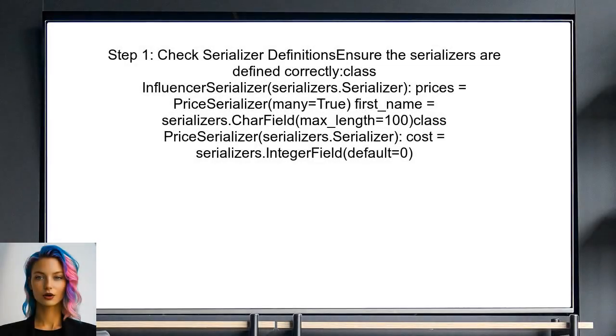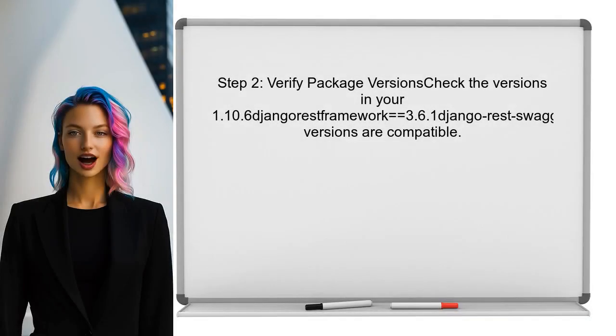To resolve the issue with the Swagger UI displaying the inner serializer incorrectly, the user should first ensure that the serializers are properly defined. The user needs to check that the price serializer is correctly referenced within the influencer serializer. Next, the user should verify that they are using the correct version of Django REST Framework and Django REST Swagger. It's important to ensure compatibility between these packages.